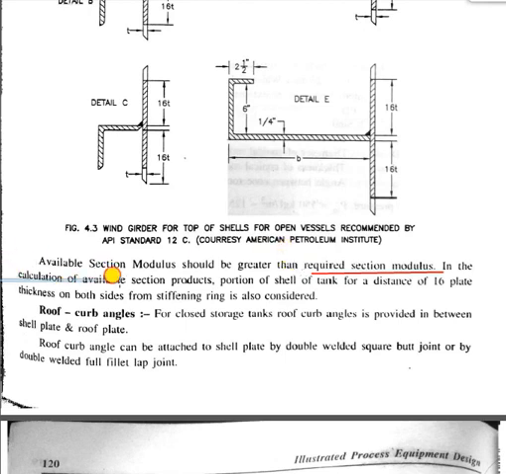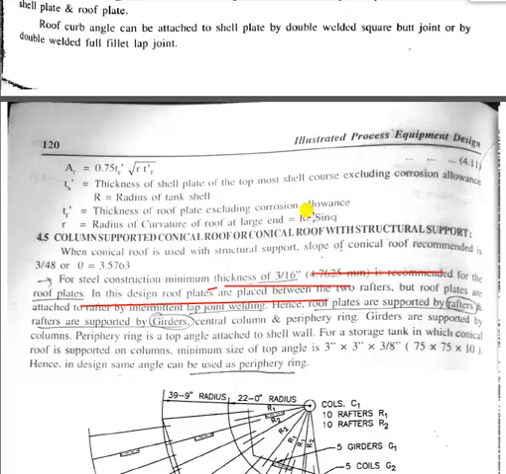In the calculation of the available section modulus, the portion of the shell of the tank for a distance of 16 plate thicknesses on both sides from the stiffening ring is considered. On both sides of the ring, it should be considered. Now in the next lecture we will discuss conical roof tanks or conical roof structure support.